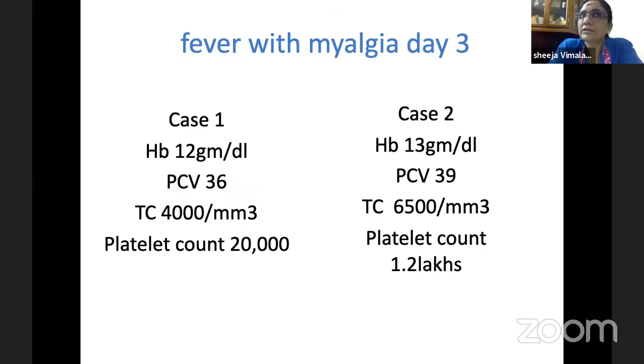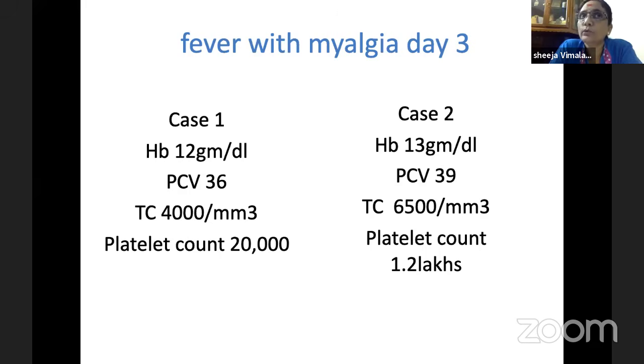Now coming to another example, 2 children presenting on day 3, both with fever with myalgia. The first child had severe thrombocytopenia, 20,000. So the child was admitted. The second child had relatively normal counts. PCV was 39, not very high, and the platelet count was 1.2 lakh. So the child was sent home, only to be brought back the next day morning in shock. So where did we go wrong?